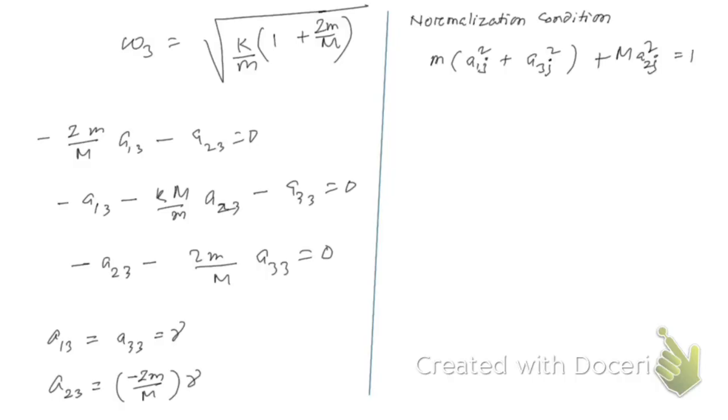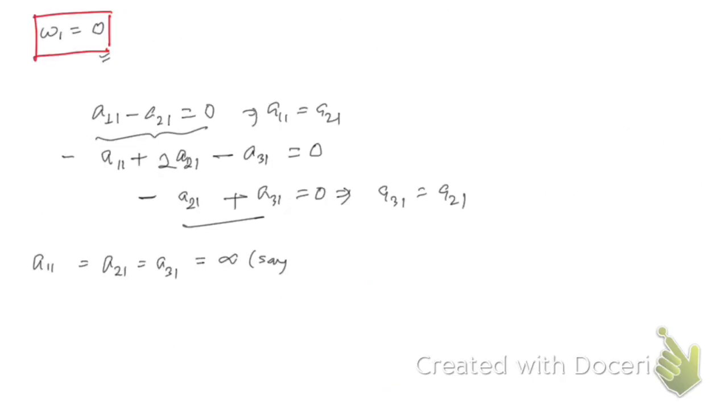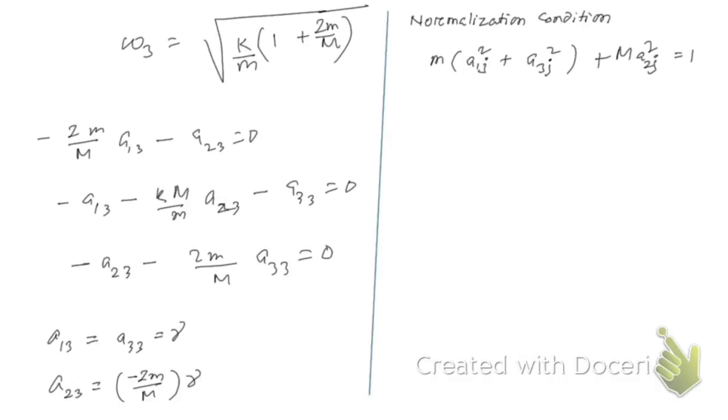So now you see, if we use these 3 results here, for the first mode, omega is equal to 0, we have got a11, a21, a31 is equal to alpha. If we use this result in this normalization condition for omega 1 equal to 0, then we're gonna have alpha is equal to 1 by root over 2 small m plus capital M, right?